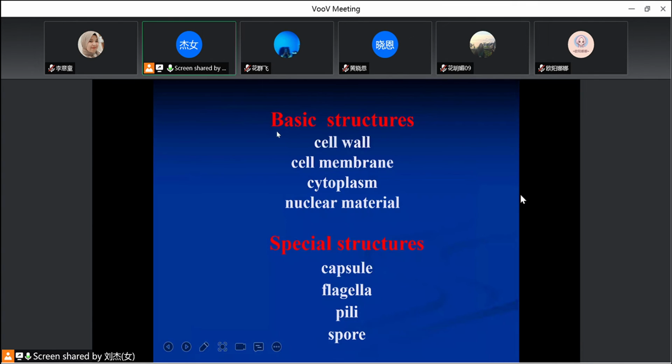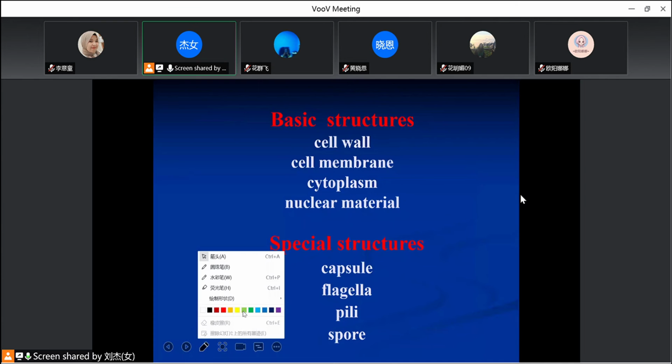So let's see basic structure and special structure. Please remember which of them belong to the basic structure and which belong to the special structure. As we just introduced, the cell wall, cell membrane, cytoplasm, and the nuclear materials belong to the basic structure. And the special structure includes the capsule, flagella, pili, and spore. What is a spore? Have you ever heard about it?